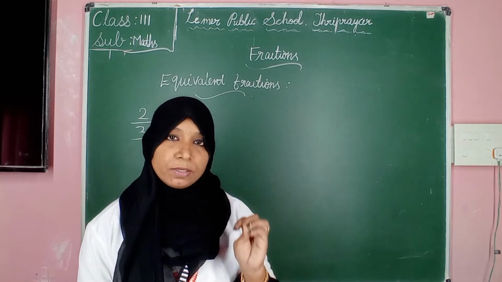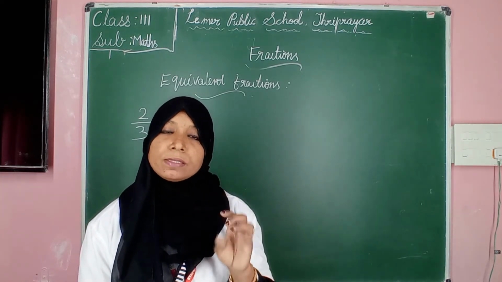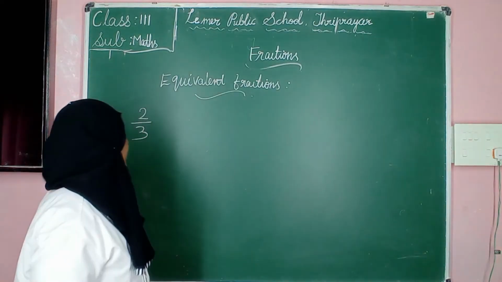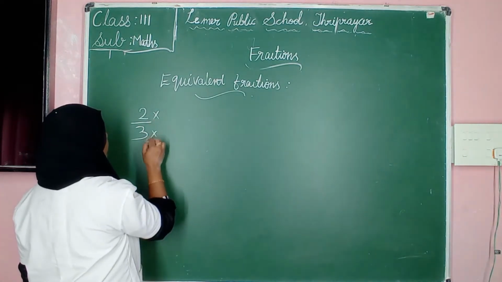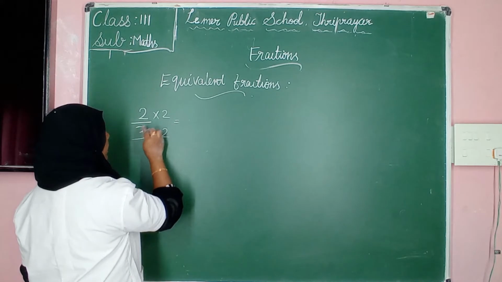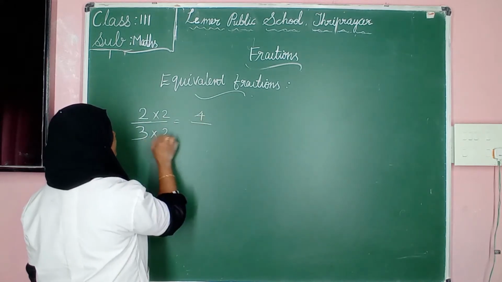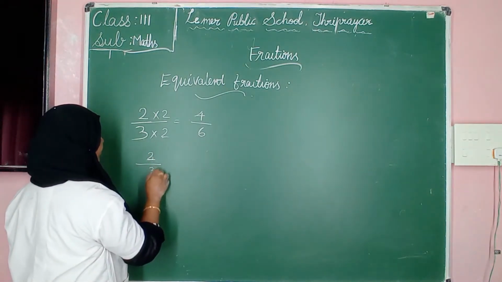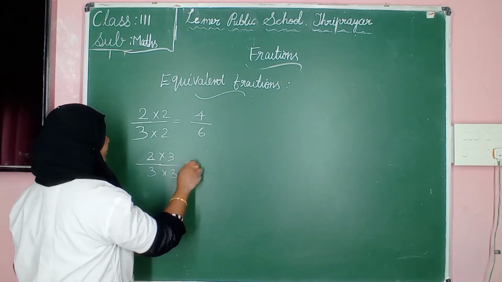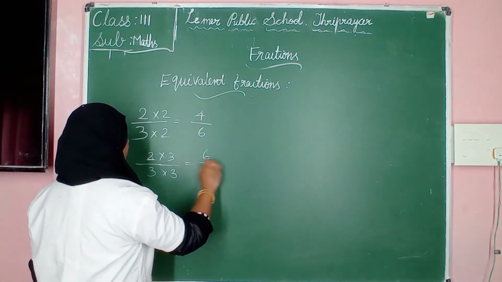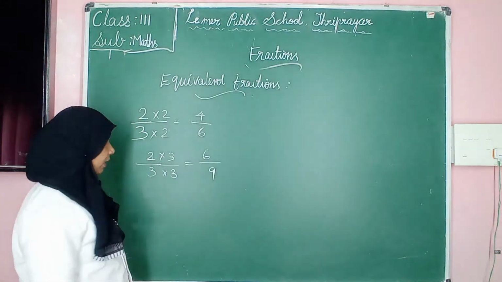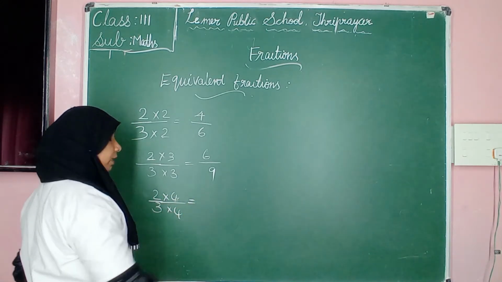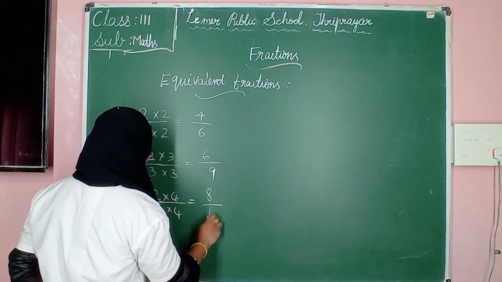So multiply both numerator and denominator by any number you like, but simply we can take 2, 3, 4 and 5, small numbers. First we multiply 2 by 3 into 2 by 2. 2 into 2 is 4 and 3 into 2 is 6, so 4 by 6. Next, 2 by 3 into 3 by 3. 2 into 3 is 6 and 3 into 3 is 9. Then 2 by 3 into 4 by 4. 2 into 4 is 8 and 3 into 4 is 12.